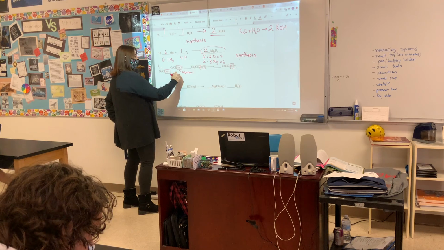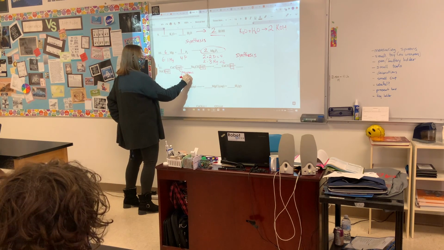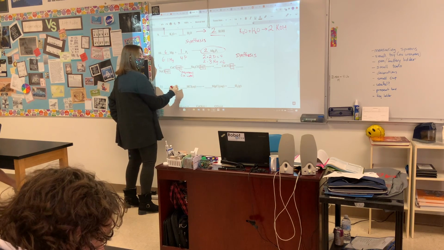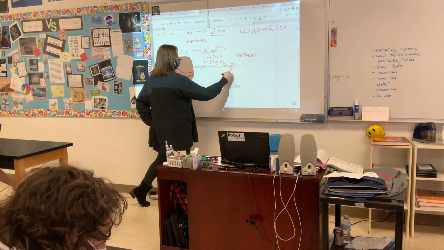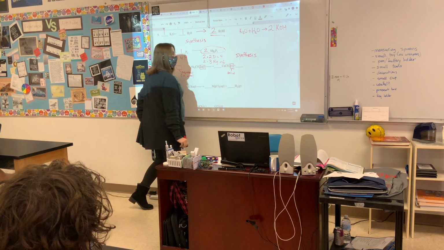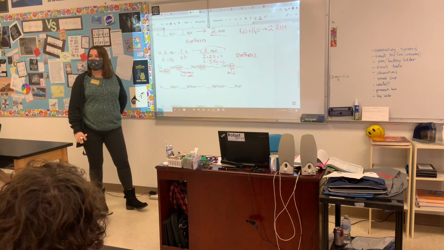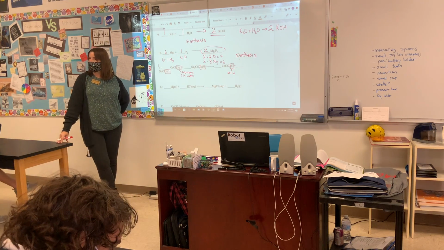An element in water, that we've dissolved it in water. S says we have a solid.